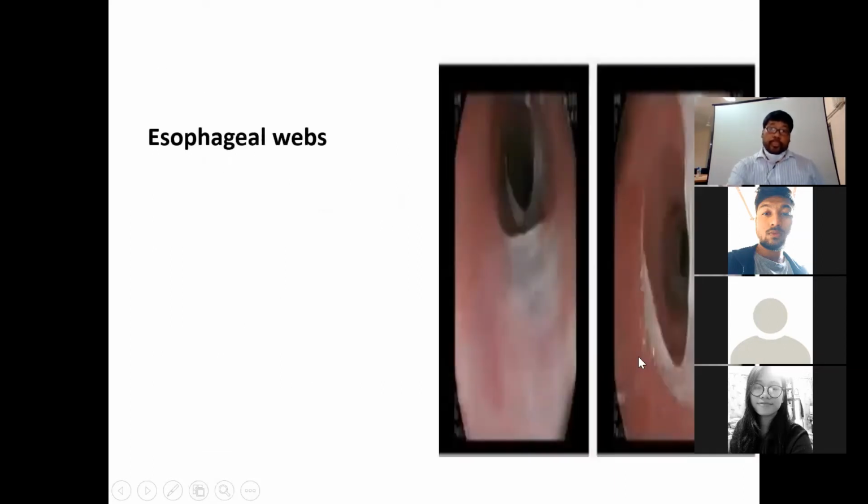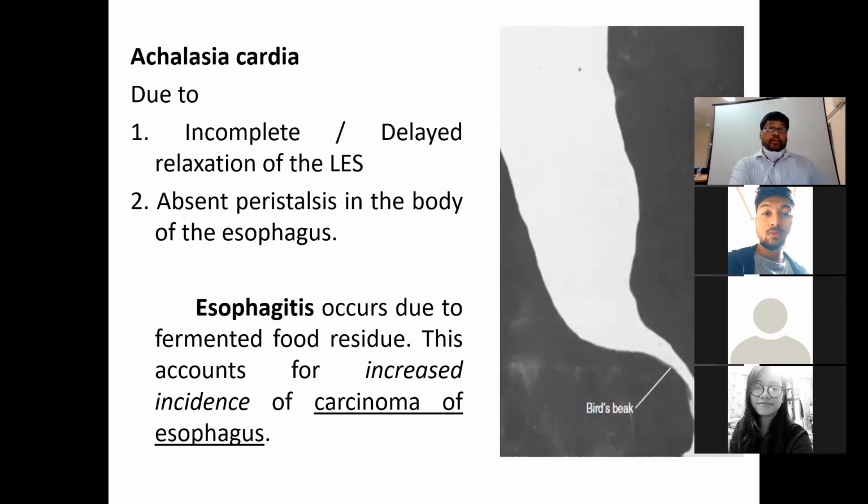Here there is absent peristalsis in the body of the esophagus, and there is delayed relaxation of the lower esophageal sphincter. As a result of this, food matter gets accumulated there for long, and as a result of that, there will be esophagitis. This esophagitis leads to carcinoma of the esophagus if it is not treated.